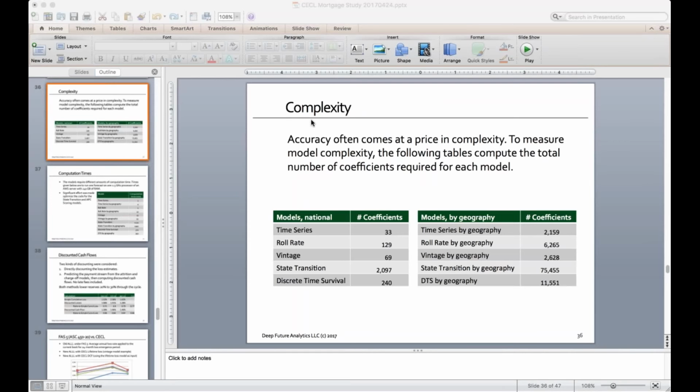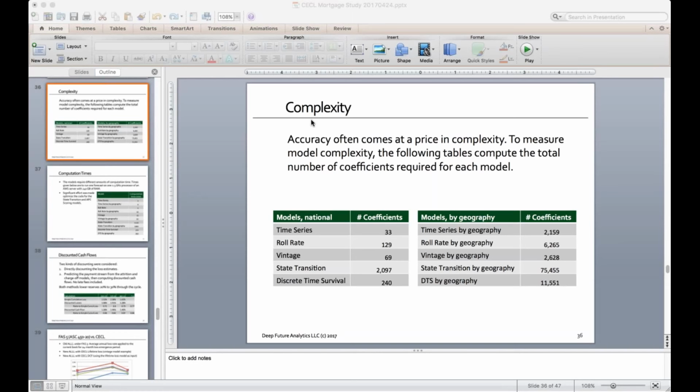When it comes to complexity, this tends to track with the number of coefficients. Time series models are very simple to create. Roll rate models are almost as simple to create. Vintage models take more work. They actually have fewer parameters than the roll rate model, but they are technically more challenging than the roll rate model, so there's a little variation there. But they're still manageable, and there are some standard algorithms for doing them.